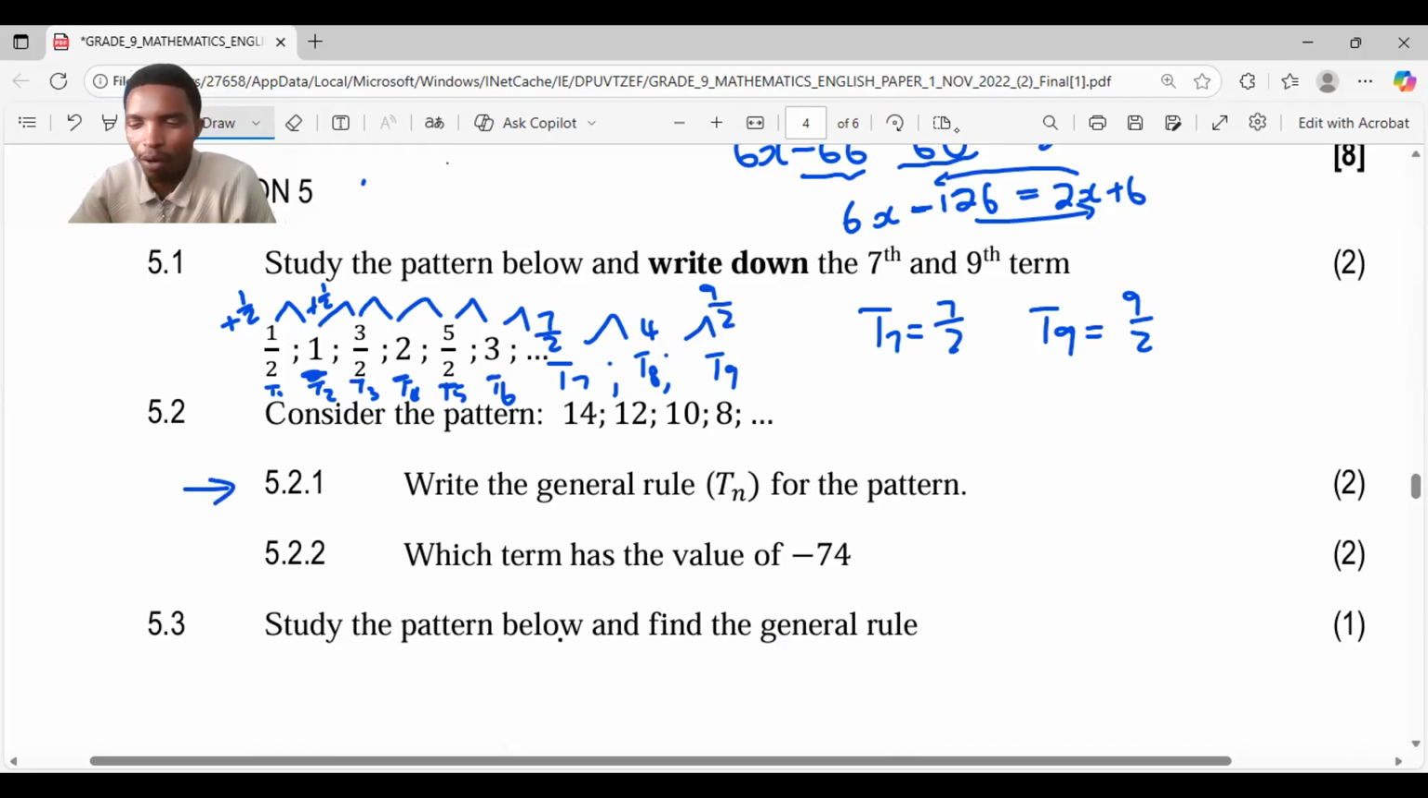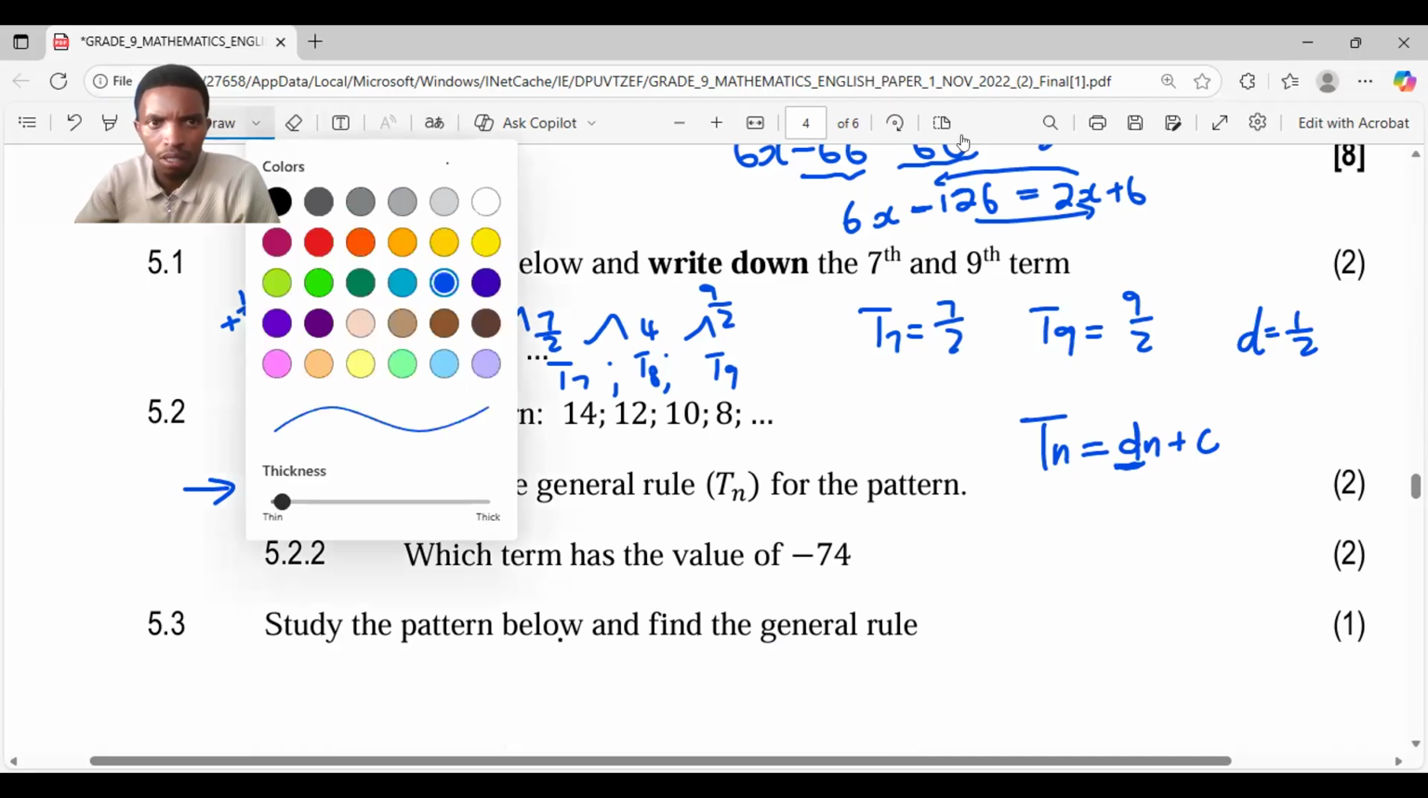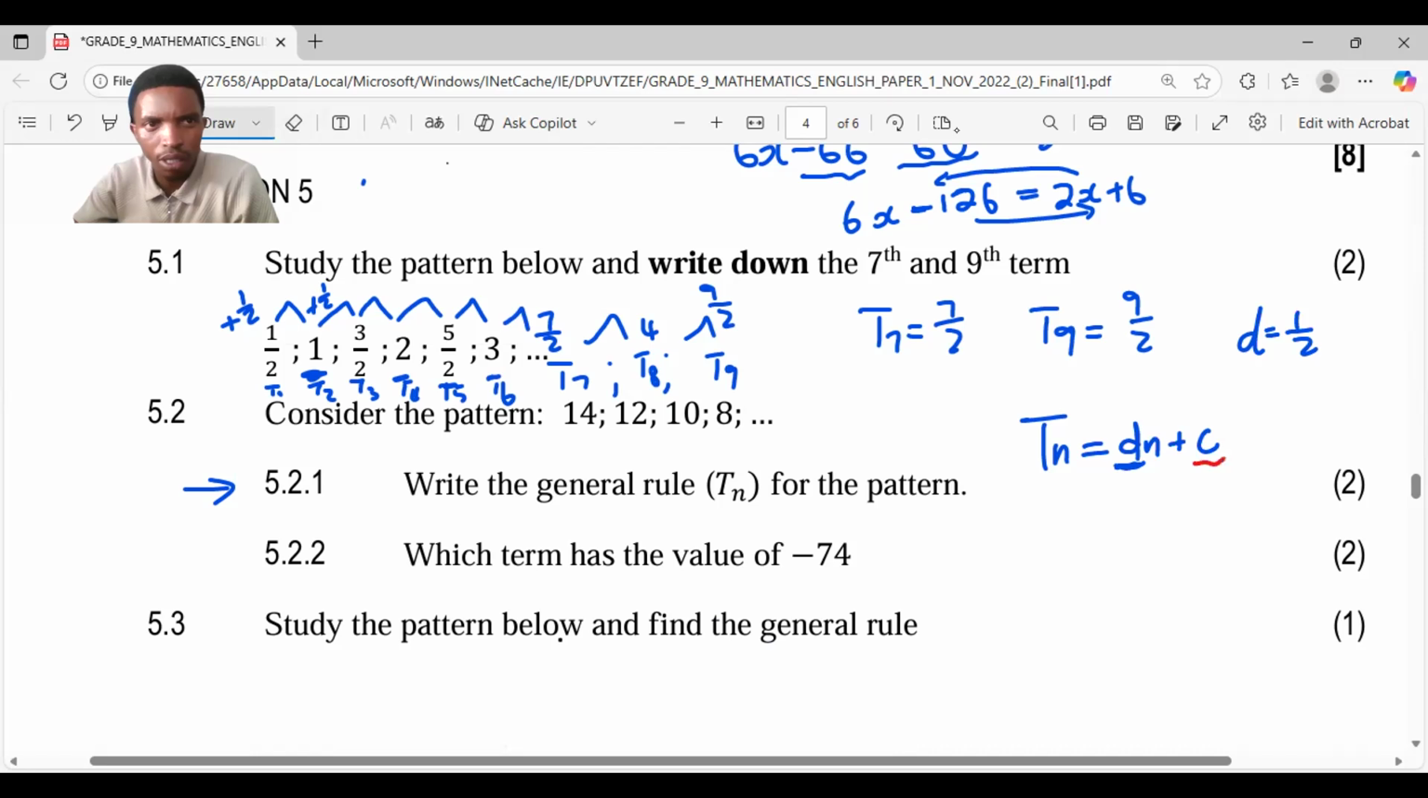So now here, remember our formula, it is Tn is equal to dn plus c, right? We already know that our d is a half because we've been adding a half. So our d is equal to a half. And for us to find the c, we did this before. C is equal to term 1 minus d, right? So c in this case is going to be a half minus a half.